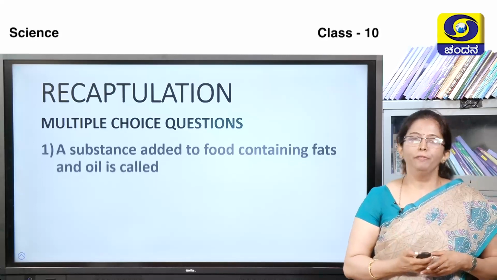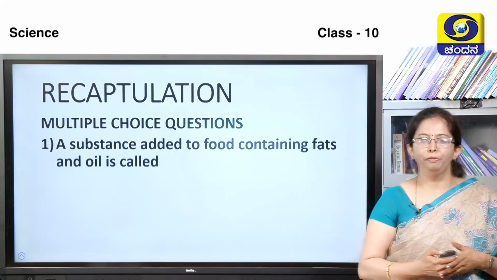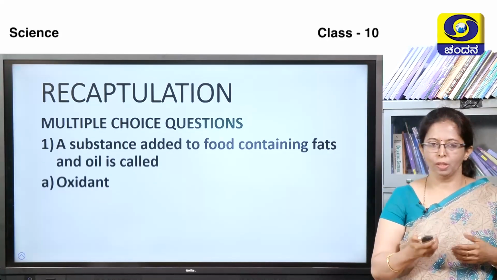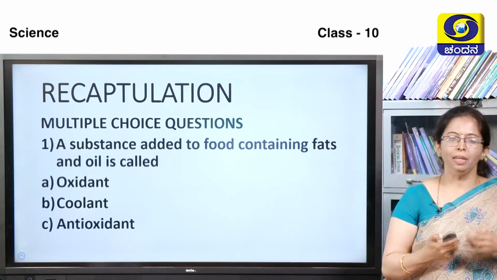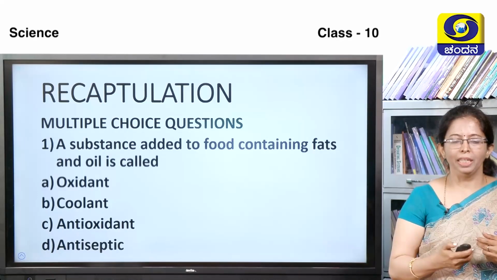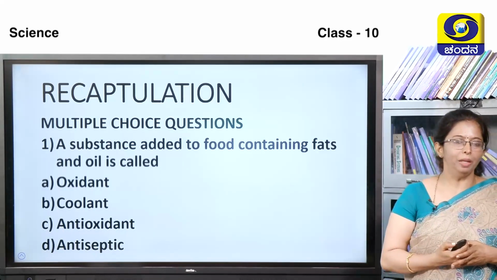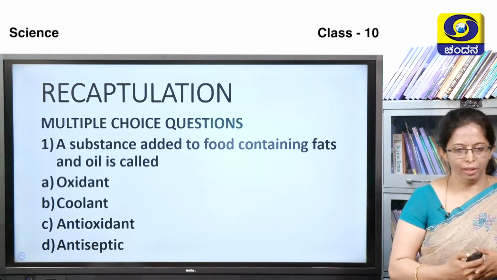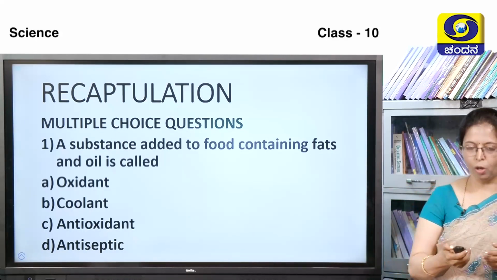Okay, here there are a few multiple choice questions. The first question: a substance added to food containing fats and oils is called option A oxidant, option B coolant, option C antioxidant, option D antiseptic. Okay, what do you think the answer might be? Yeah, very good. It is antioxidant. When antioxidants are added, it prevents the food from getting oxidized.